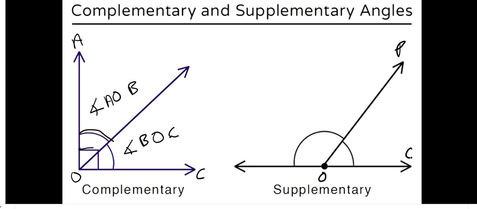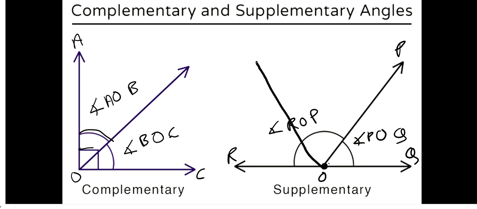Let's say P, Q, R. So we have two angles here, POQ, where we have O in the middle, and ROP. These two angles are supplementary angles. Now, you might ask, what if we add another line to this? Let's try adding another line, and this is S. So can there be three angles that are supplementary? Yes, there can be three angles that are supplementary.